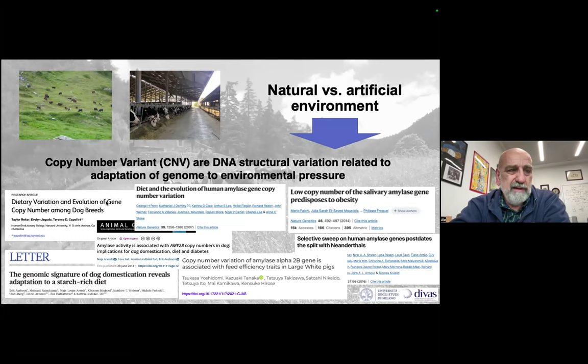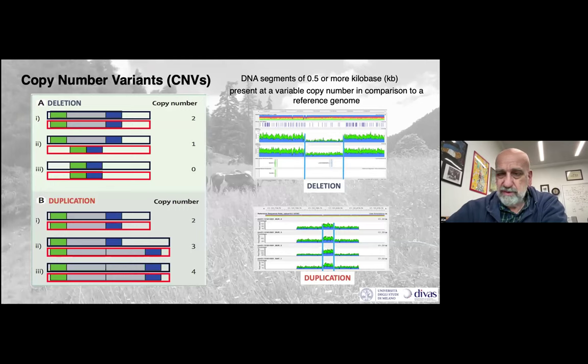Okay, and if you go and look in publications, you see that copy number variants at least appear to be related to a quick adaptation to environmental conditions. For example, the starch diet in dogs, it's a paper that I usually use. They studied the duplication and the copy number related to the starch diet in dogs. I don't want to just give you a lecture on what copy number is. I think you know much better than me.